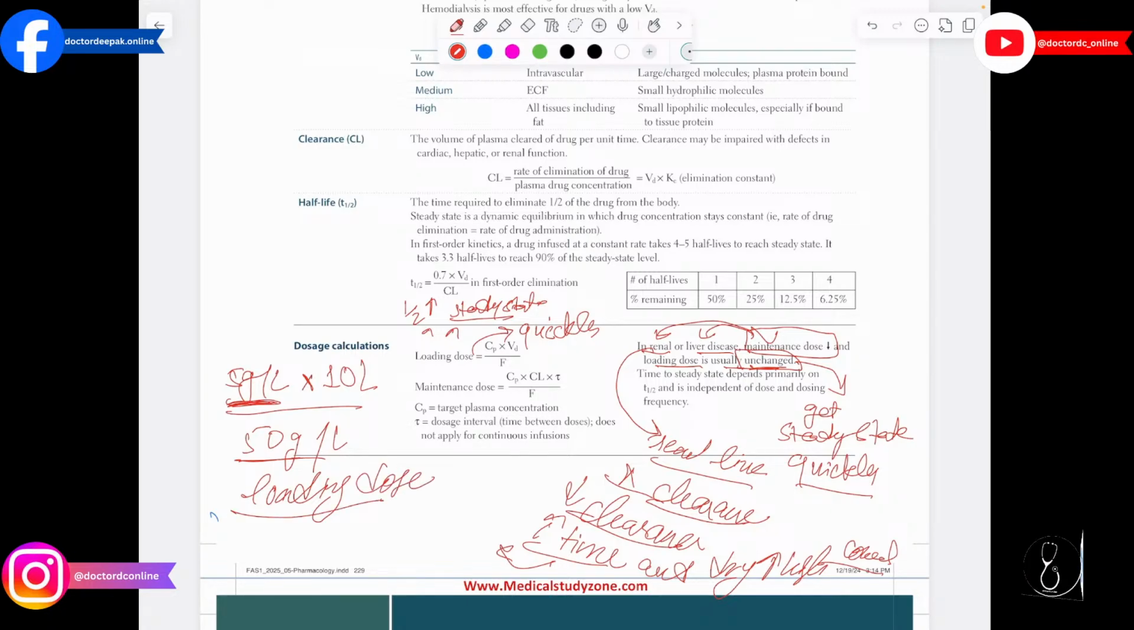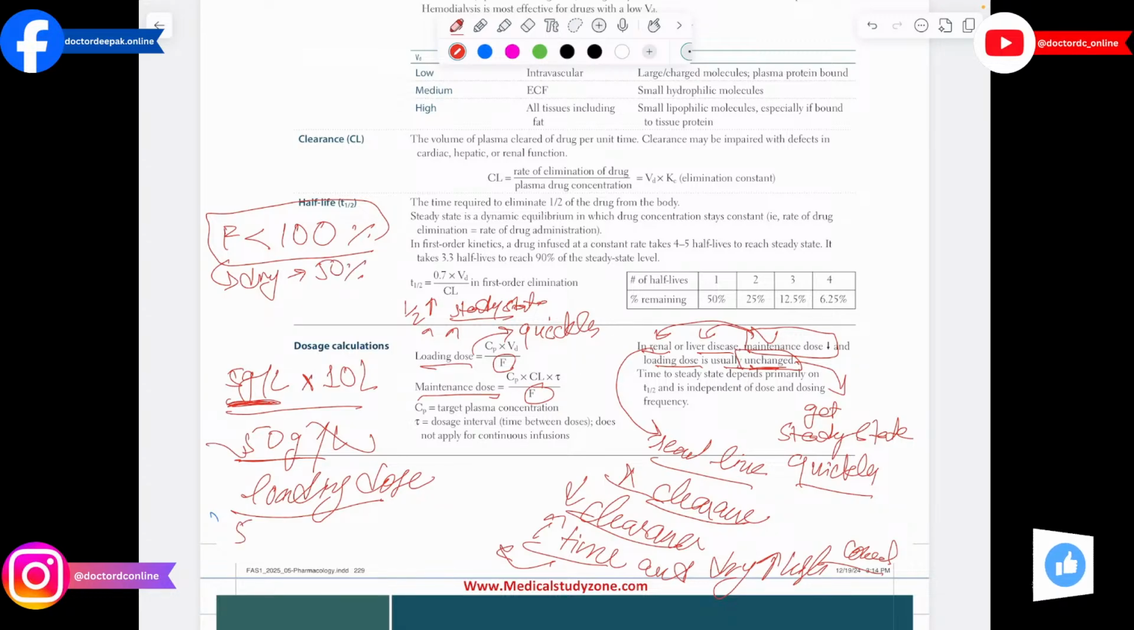Understand? But if you note these formulas, there is the F, bioavailability. Guys, it is an important concept. If you are giving any drug having bioavailability less than 100%, then you have to divide the loading dose or maintenance dose by F. For example, I am giving one drug having a bioavailability of 50%. So we have a loading dose of 50 grams for that patient, but now its bioavailability is less than 100. Its bioavailability is 50%, so we have to divide by 0.5, and it becomes 100 grams.